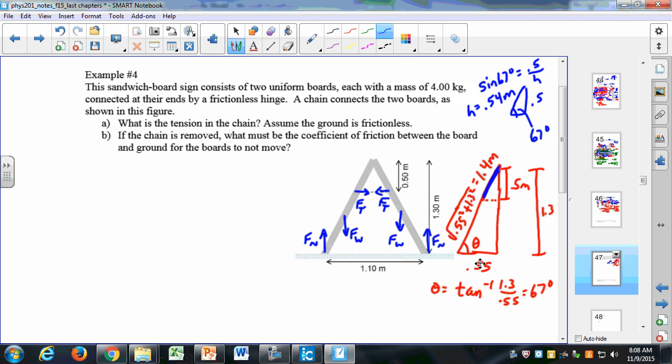And then I also have the hinges. The hinges are going to exert forces on one another. I have a force due to a hinge right here. So this side of the sandwich board is leaning up against the surface of that hinge, and that hinge exerts a force that's perpendicular in that direction. So it's a lot like the ladder problem. And then I also have the hinge over here.